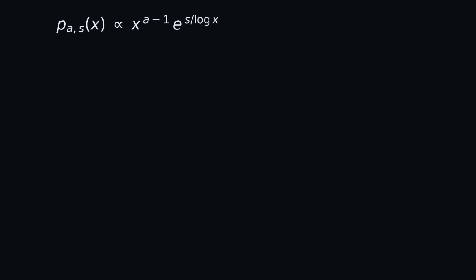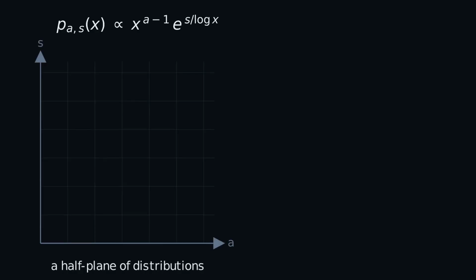To see genuine curvature, we need a second dimension. So let the other exponent breathe. Tilt the density by x to the a minus 1, equivalently, e to the minus a t minus s over t. Now we have a 2-parameter statistical manifold, a half-plane of distributions.